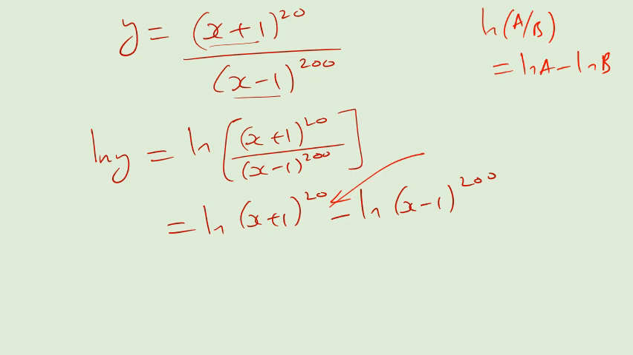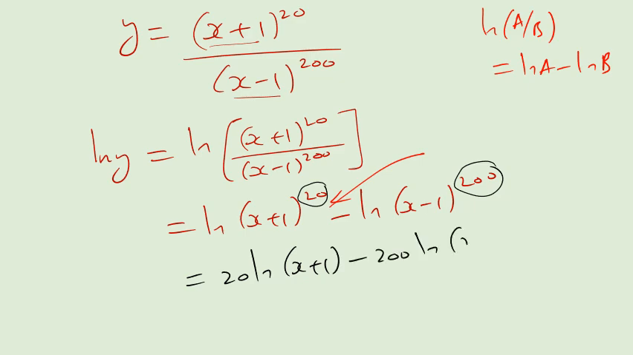Now, here's the beauty of this. What happens to the 20? What happens to the 200? Correct. That becomes 20 ln of (x plus 1), the 20 pops up in front, minus 200 ln of (x minus 1). All right, now differentiate both sides. What do we end up with?